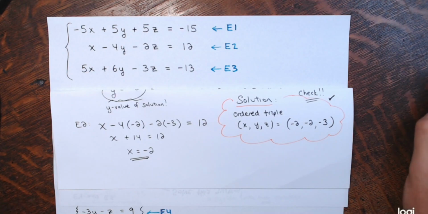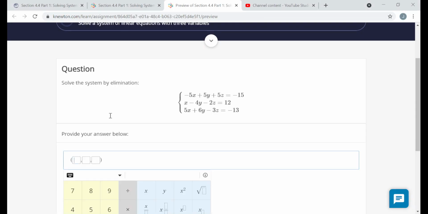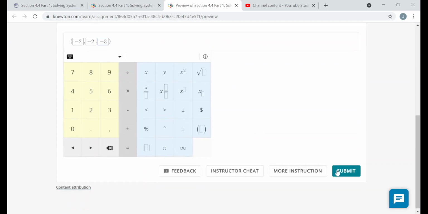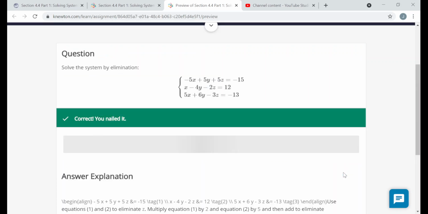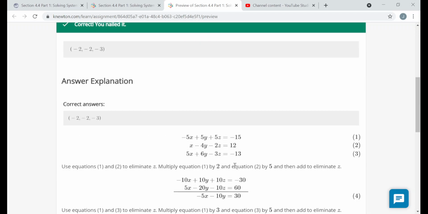And that's what we're going to enter. We're just going to be entering the x coordinate, y coordinate, and z coordinate. And again, be careful. They already have the parentheses and the commas here, so don't type the parentheses or the commas. You're just entering the x value, which was -2, in the first box. In the second, middle box, you're putting the y value, which was also -2, and the z value of the solution in the third, final right box, -3, and then submitting. Correct, hooray. Now please read through the answer explanations.